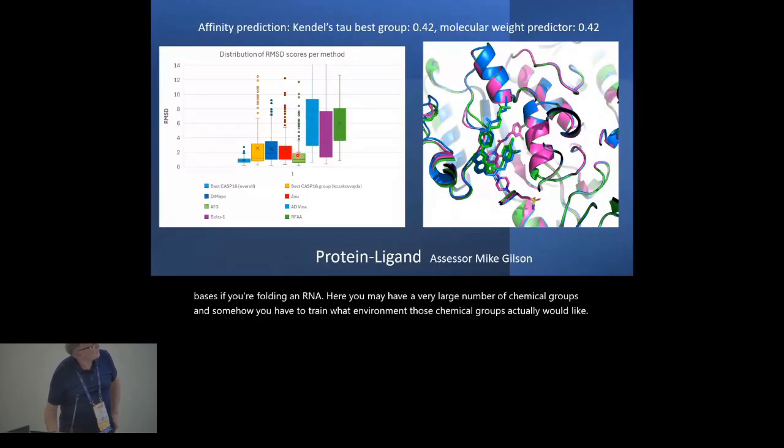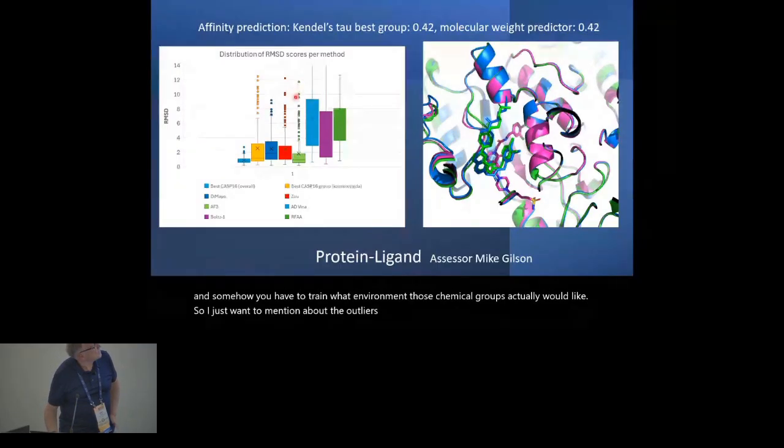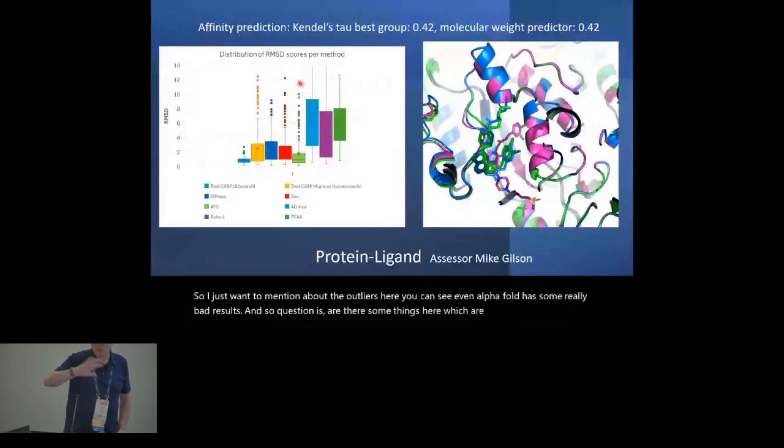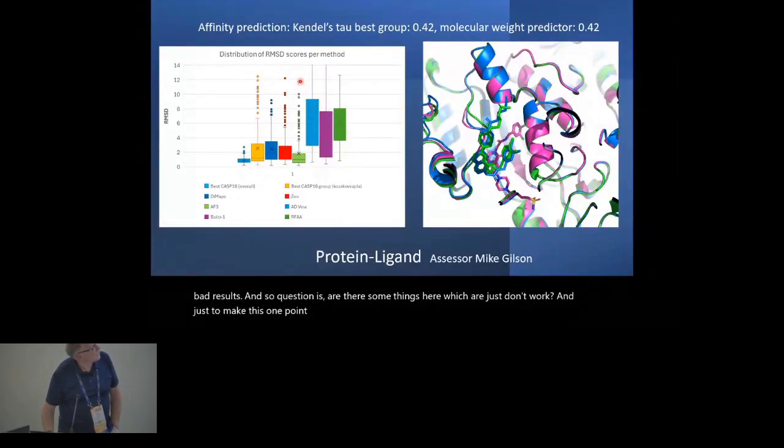So I just want to mention the outliers here. You can see even AlphaFold has some really bad results. And so the question is, are there some things here which just don't work? And just to make this one point, if you take this one and you look at what other people could do, you find people who actually got good RMSDs on that. So that's shown over here.